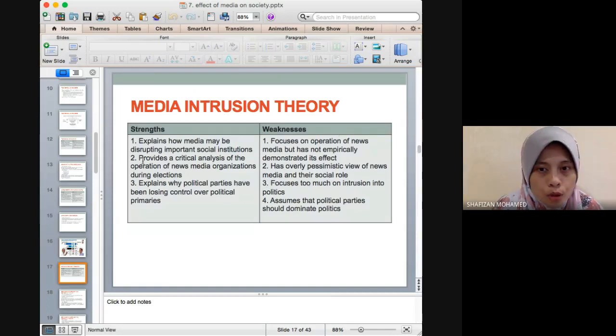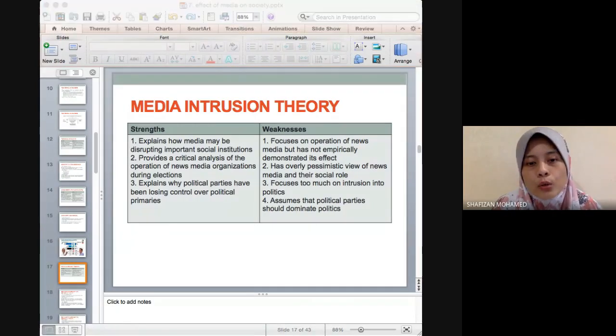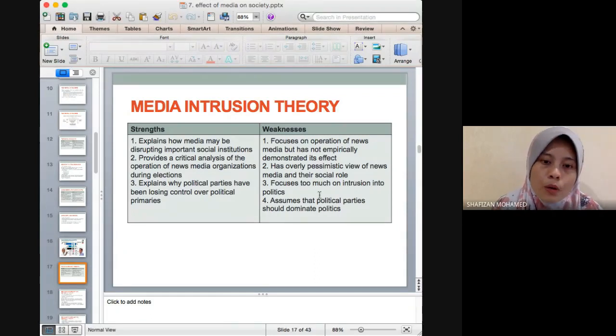Here, I'm not going to discuss all of the strengths and weaknesses. You can read them on your own. But what is important is that you are familiar with what we term media intrusion theory. If later on you think about studying political communication, or you want to do research on politics, then you can try to use this theory. But first, you must consider the strengths and weaknesses.